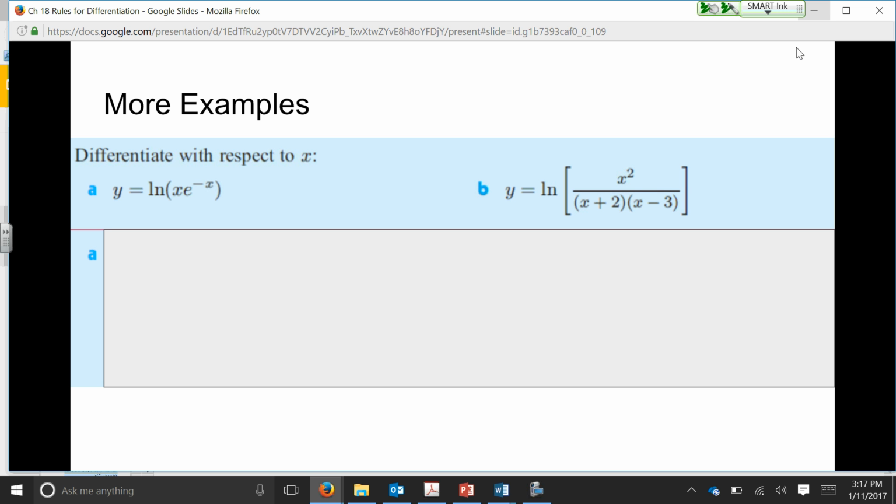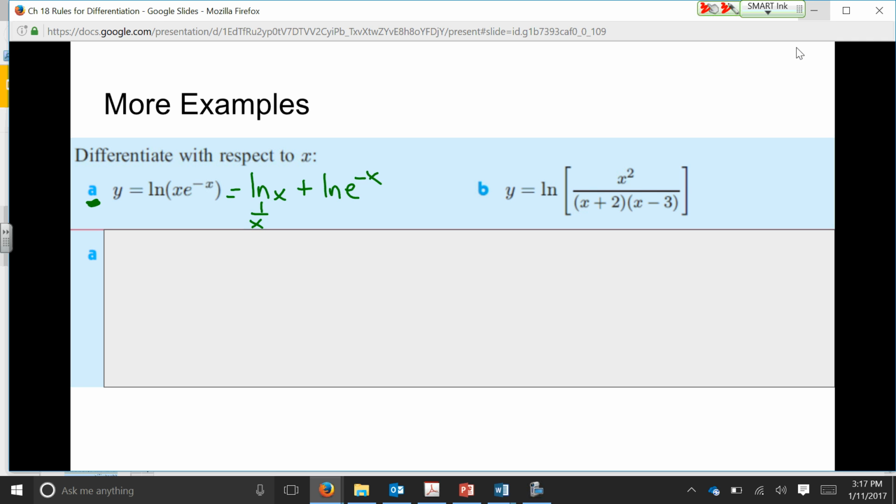When I look at A here, I see that I have the natural log of x times e to the negative x. The first thing that I'd like to do there, rather than having to deal with the product rule, is separate it to make it the natural log of x plus the natural log of e to the negative x. Now, as I look at that, I see the natural log of x. That's just easy. That's just 1 over x.